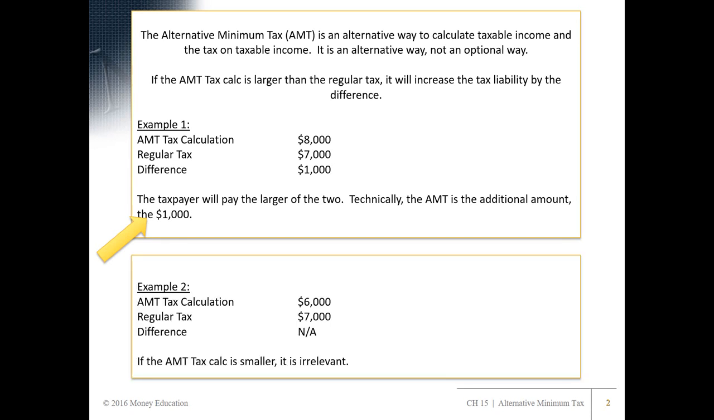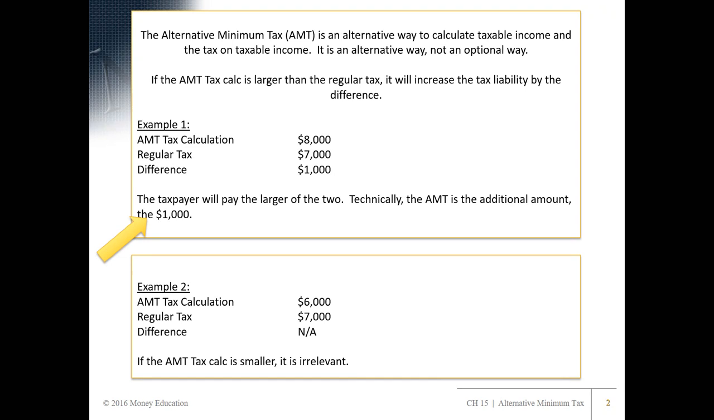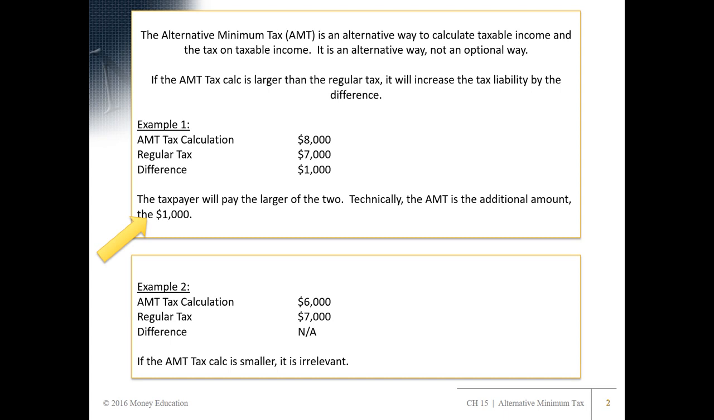So in example 2, we have an AMT tax calculation of 6,000. The regular tax is 7,000. And so if the AMT tax calculation is smaller, it's irrelevant because the taxpayer is going to pay the larger of the two.